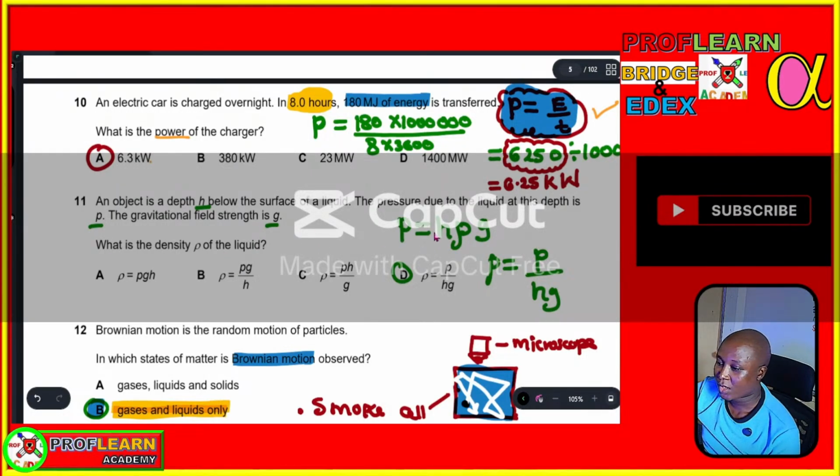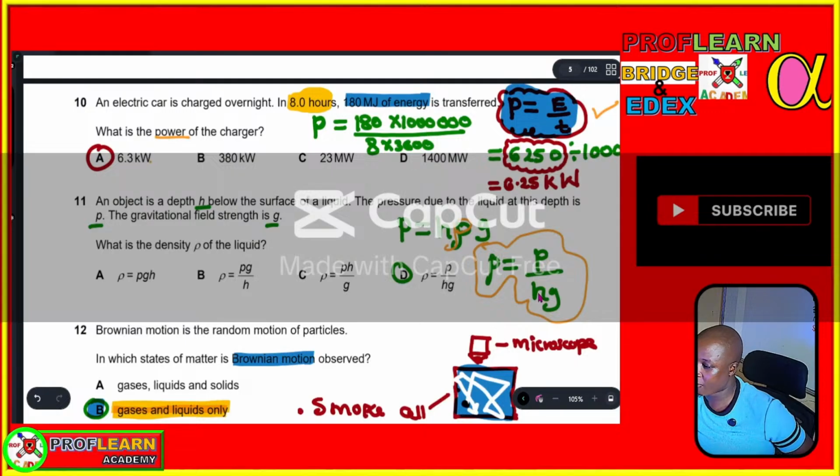Pressure in liquids is given by P equals h rho g: height times density times gravity. But if you want to find density, in this case we are going to rearrange the formula, make density the subject, which is going to be pressure over height times g, and that is going to be option D.